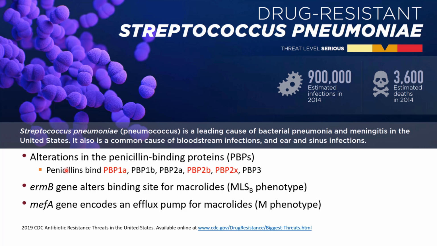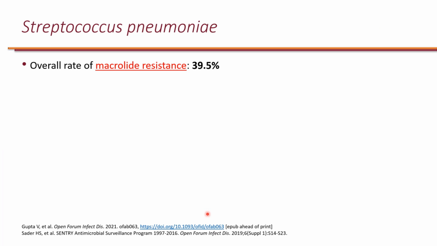So in particular, penicillins bind penicillin binding protein 1A, 1B, 2A, 2B, and 2X, as well as 3. Strep pneumo can also acquire the ermB gene, which alters the binding site for macrolides, as well as it can acquire the mefA gene, which encodes an efflux pump for macrolides.